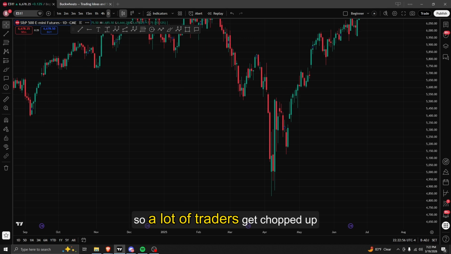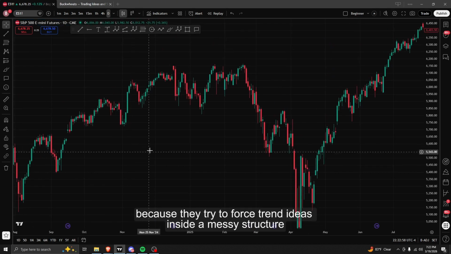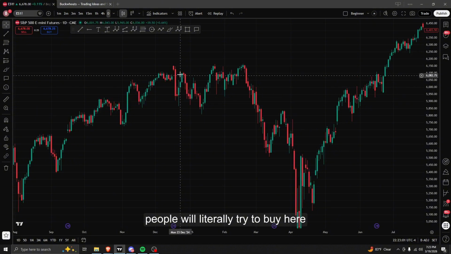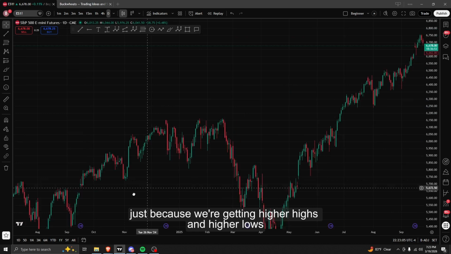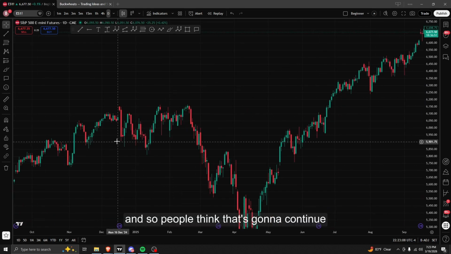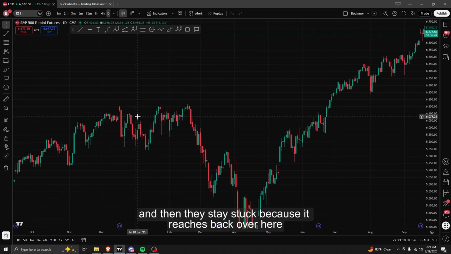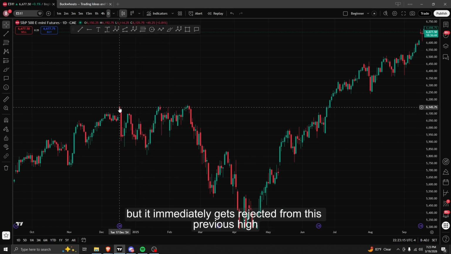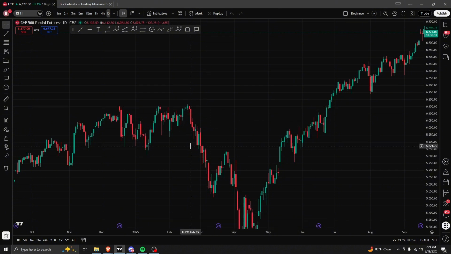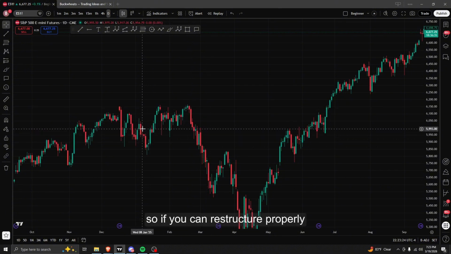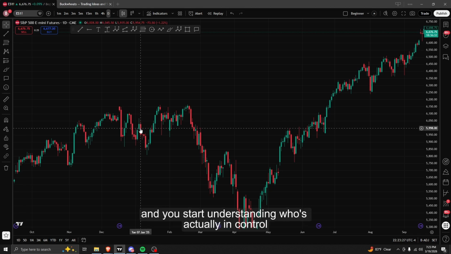So a lot of traders get chopped up because they try to force trend ideas inside a messy structure. People will literally try to buy here just because we're getting higher highs and higher lows. And so people think that's going to continue. So then they buy here at the top and then they stay stuck because it reaches back over here, but it immediately gets rejected from this previous high. And then we just stay in this zone where we're just inside of it before rejecting. So if you can read structure properly, you stop trading random candles and you start understanding who's actually in control.